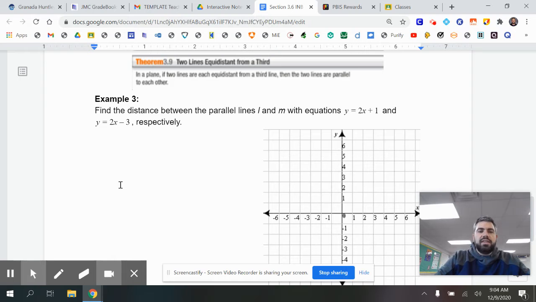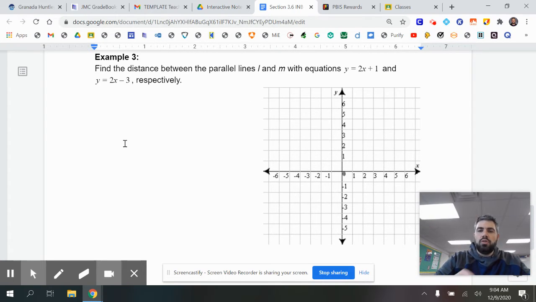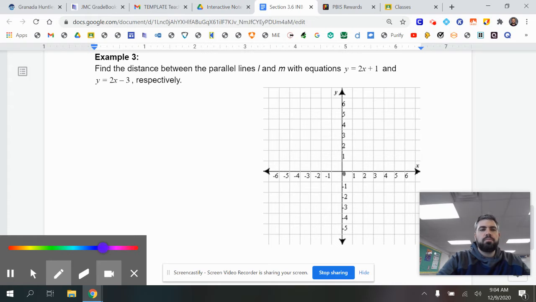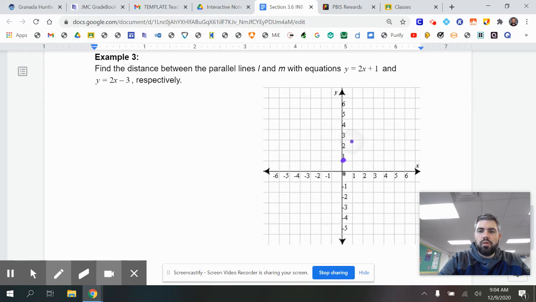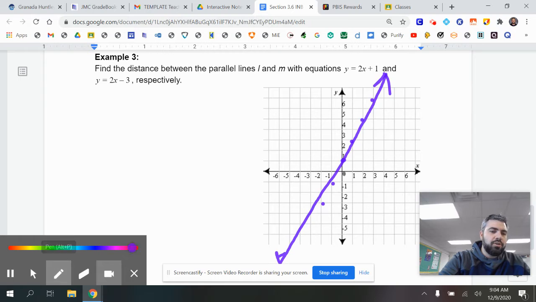Now, find the distance between parallel lines L and M with these equations: y equals 2x plus 1 and y equals 2x minus 3, respectively. So let's start by graphing, okay? Well, the first one, this is line L. So it starts at 1 and goes up 2 over 1, up 2 over 1, up 2 over 1, or down 2, back 1, okay? And then we just play connect the dots. Well, assume that my line's really good. It goes along those. Now, let's go to the next one.